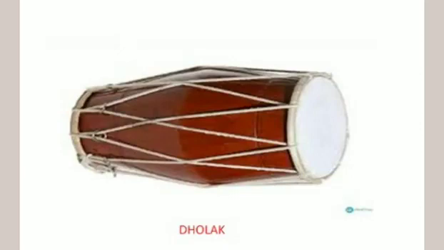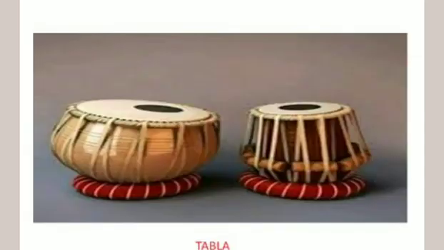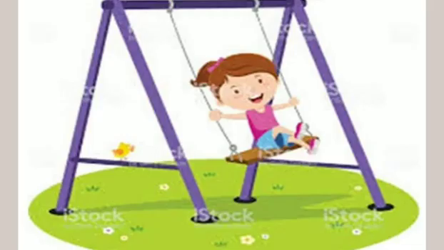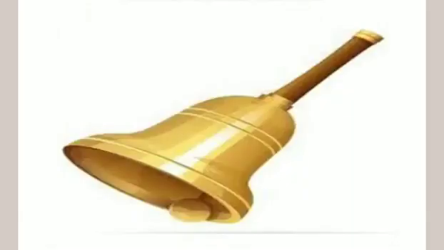like dholak, tabla, sitar. These are all different types of instruments where you can experience periodic motion in the form of vibration, because vibration is nothing but periodic motion. Swing, bell. So these are all examples of periodic motion.